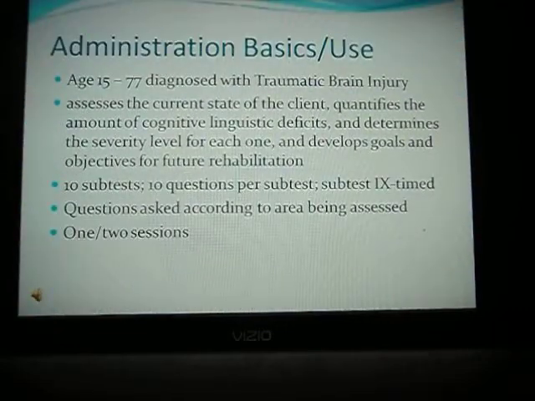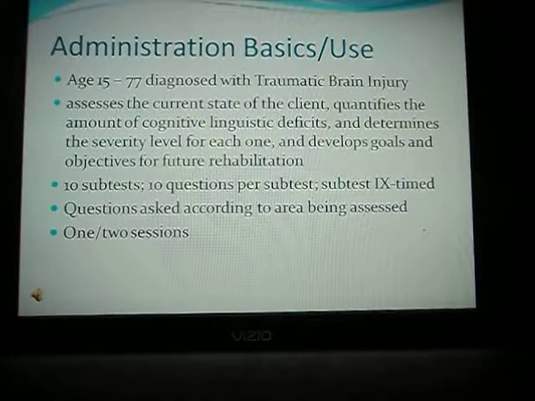This test is used with patients diagnosed with traumatic brain injury from ages 15 to 77. Its use is to assess the current state of the client, quantify the amount of cognitive linguistic deficits, and determine the severity level for each one. It also develops goals and objectives for future rehab.